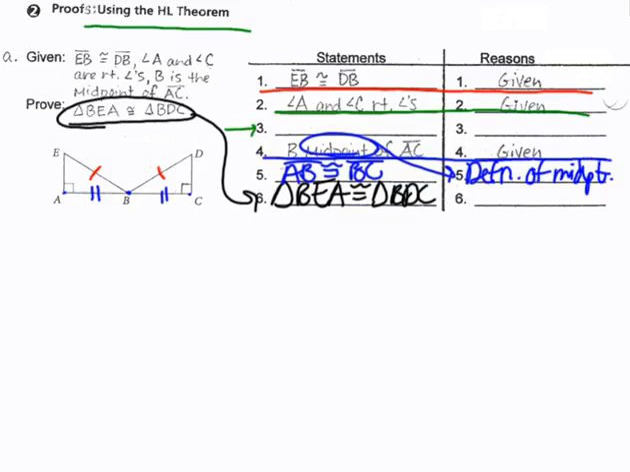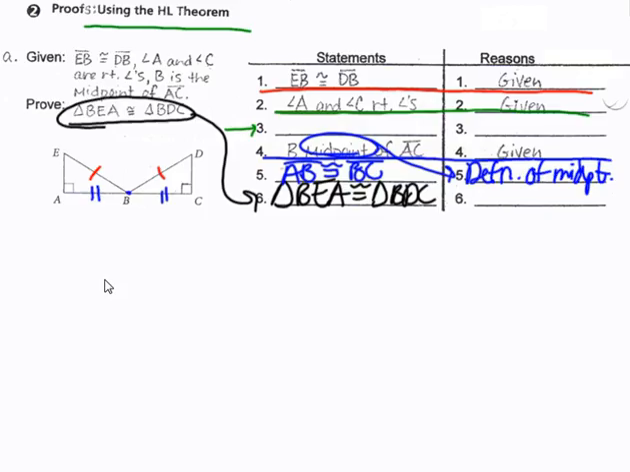Another way to tell if you're going to use HL, if you were to have these two angles congruent, for example, this would be ASS. Remember, that's a swear, and mathematicians don't swear. HL works with ASS only if it's a right triangle.